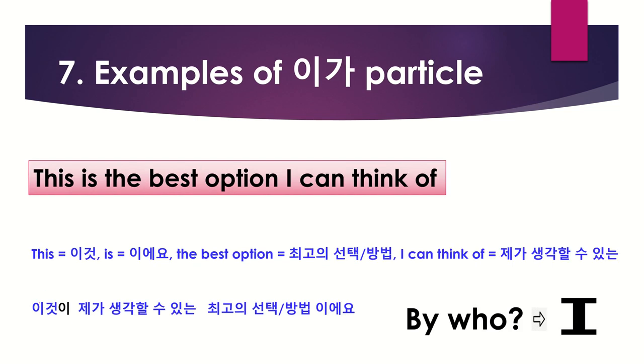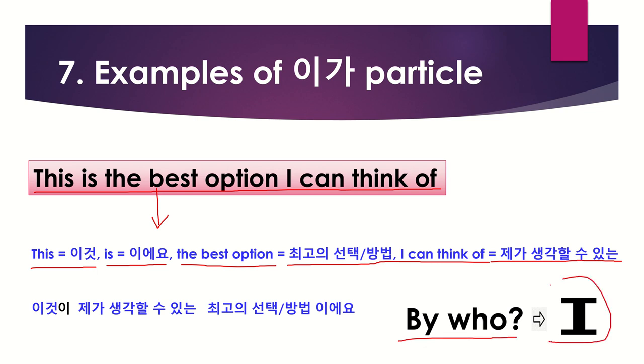Alright. And last example. This is the best option I can think of. Alright? Breakdown. This in 이것 is 이에요. The best option. 최고의 선택, 방법. I can think of. 제가 생각할 수 있는. Okay? So, best option. By who? Best option by who? I. Okay? Main issue.